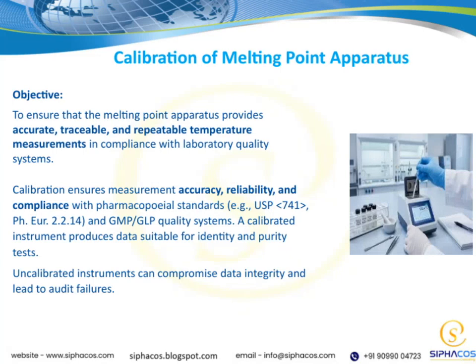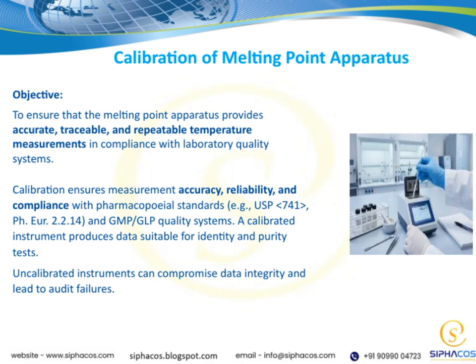Let's take a closer look at the objective of calibration for the melting point apparatus. The main goal here is to ensure that our instrument provides accurate, traceable, and repeatable temperature measurements. This is crucial for maintaining the quality standards we adhere to in the lab. When we calibrate properly, we're not just checking the instrument, we're making sure that the data it produces is reliable and consistent over time. Calibration is key to meeting various standards, such as those outlined in pharmacopoeial texts like USP 741 and pH. Eur. 2.2.14, as well as GMP and GLP quality systems.